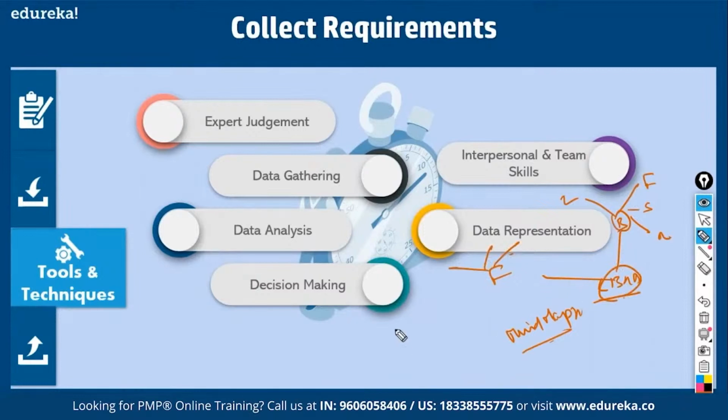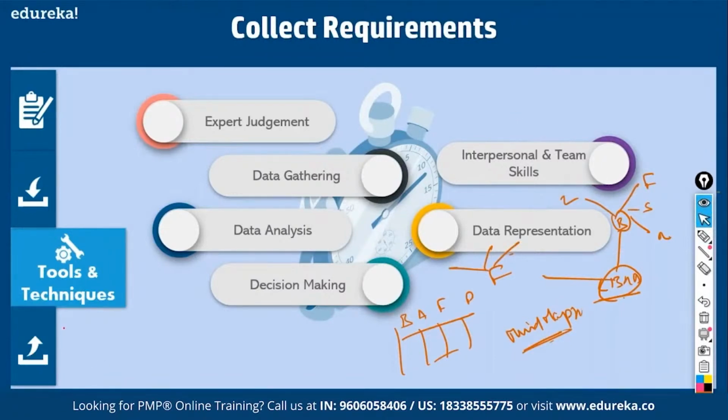Once you get all this data, you put them in homogeneous groups: all ideas relating to books, all ideas relating to audiovisual equipment, all ideas relating to furniture, all ideas relating to parking space. That is called affinity diagramming. You come up with mind mapping and affinity diagramming as data representation. So we have collected requirements. What do you come up with at the end of this process? You come up with requirement documentation, isn't it?